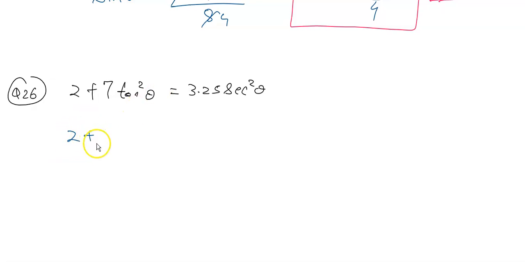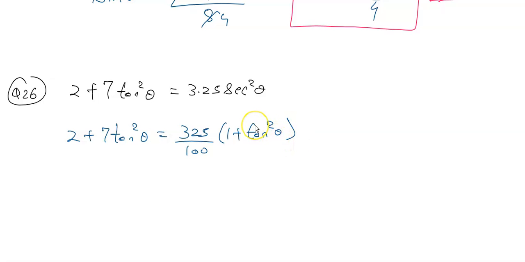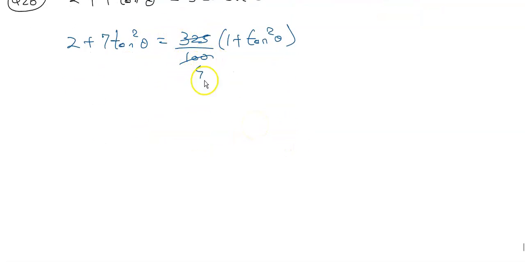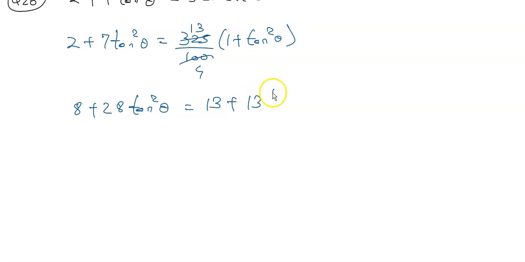Okay, so this will be written as 2 plus 7 times tan square theta is equal to 3.25, we can write it as 325 by 100, and sec square theta can be written as 1 plus tan square theta. So we'll convert this into tan square theta. Now this is nothing but 25 4s are 25, 1 and 7 will come 3. Let's cross multiply this. If we cross multiply, we would get 8 plus 28 tan square theta equal to 13 plus 13 tan square theta. Now 28 minus 13 is 15. 15 tan square theta is equal to 13 minus 8 is 5. So this implies tan square theta is equal to 1 by 3.